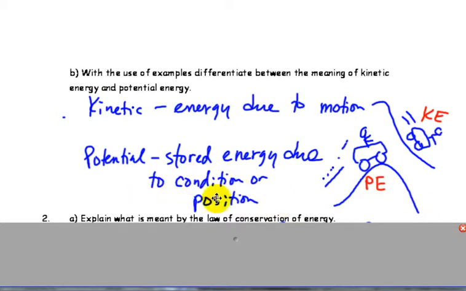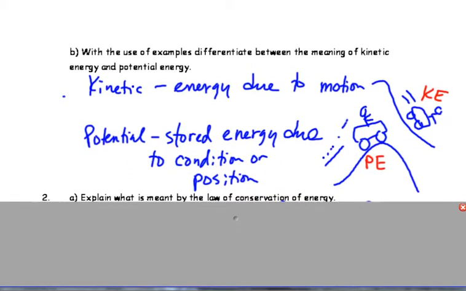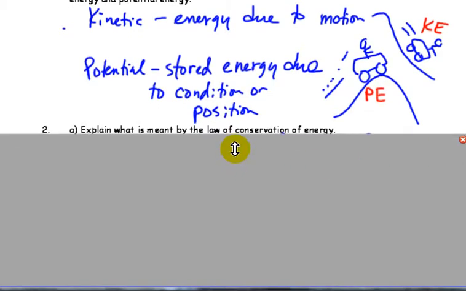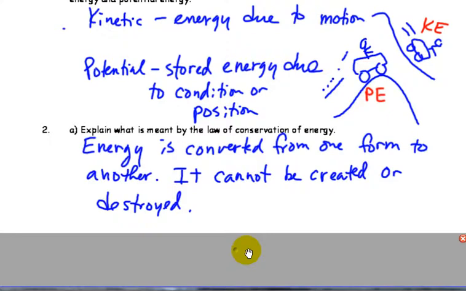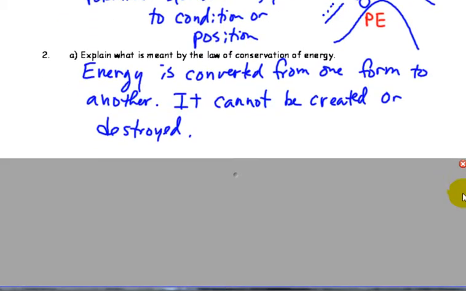Or a condition, so for example, a stretched elastic band would have a lot of stored energy due to its condition. And of course, the law of conservation of energy says that energy is simply converted from one form to another. We can't create it from nothing, nor can we obliterate it or destroy it.